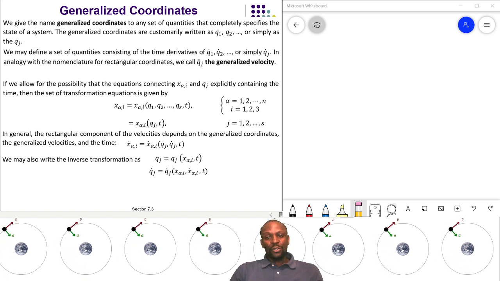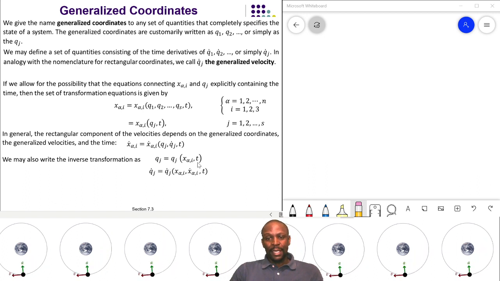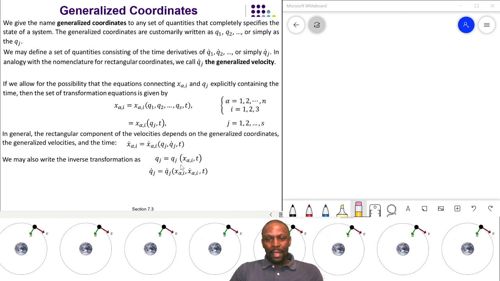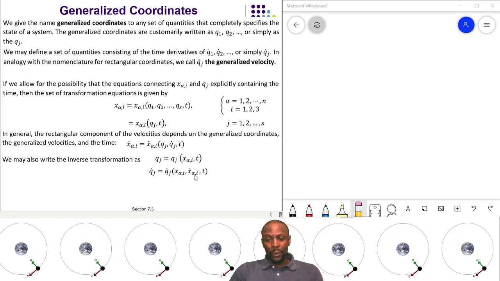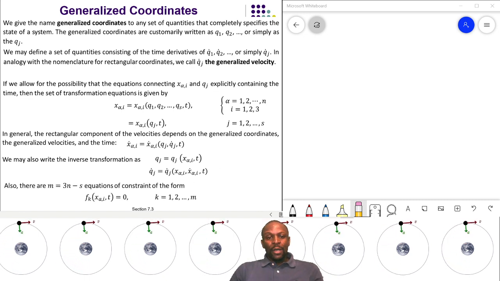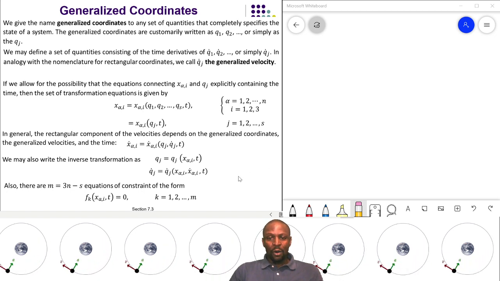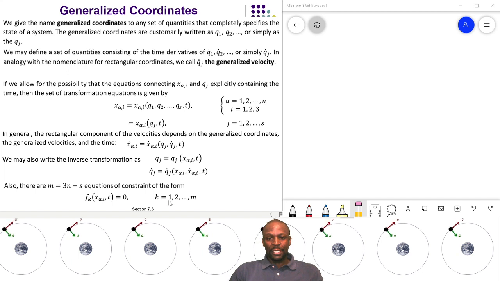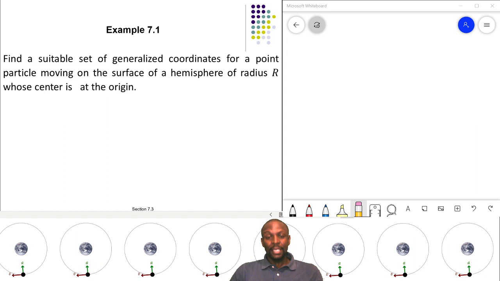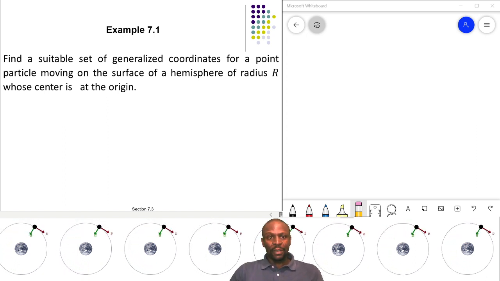Right. Now we may also write the inverse transformation in terms of this. Now you are just going to have this equation in terms of the inverse transformation. Now there are m equals 3n minus s equations of constraint of the form of this equation that you are seeing there. We will just do some examples in order to make this make sense to you.